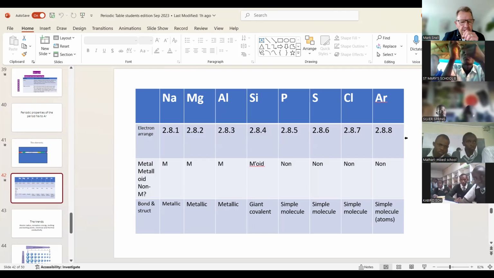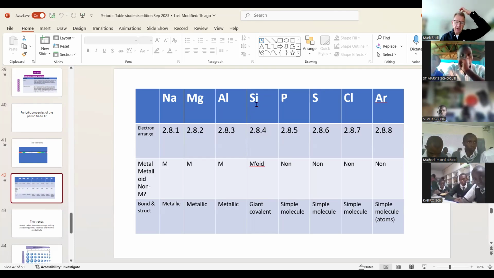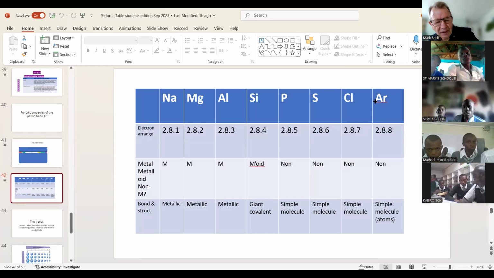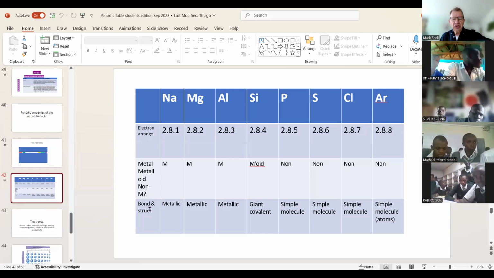So what we've got is the elements going across the top: metal, metal, metal. Metalloid, that means it has some properties of a metal and some of a non-metal. Then we've got non-metal, non-metal, non-metal, and non-metal, although it doesn't really react properly. The bonding and structure you need to know.